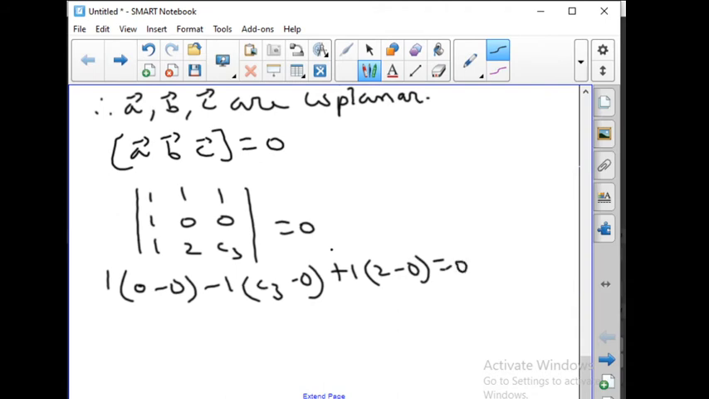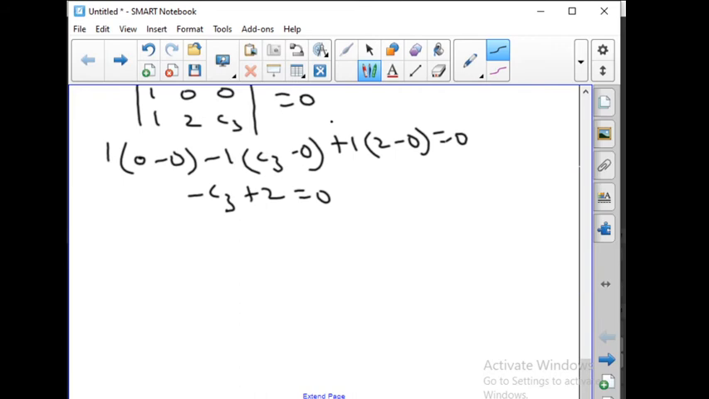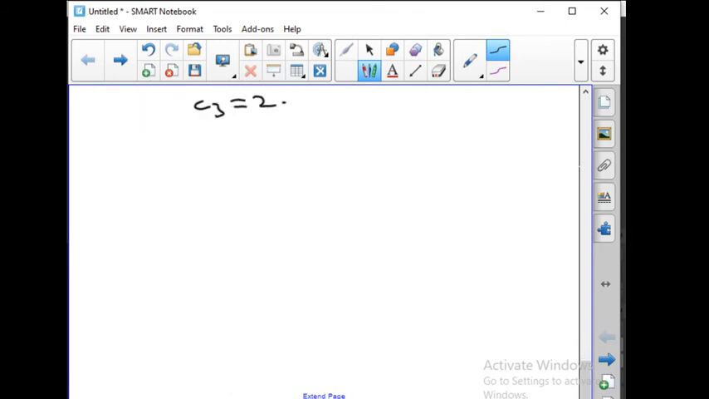So the first one is 0. Here we have minus C3 plus 2 is equal to 0. Therefore, we have C3 is equal to 2. Okay, now coming to question number 8. Eighth question.